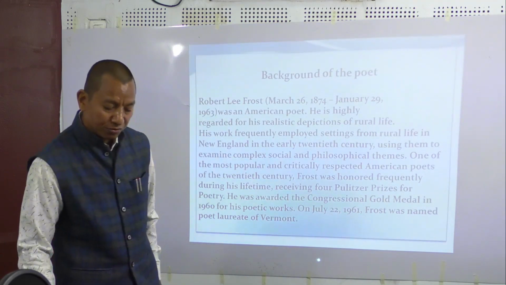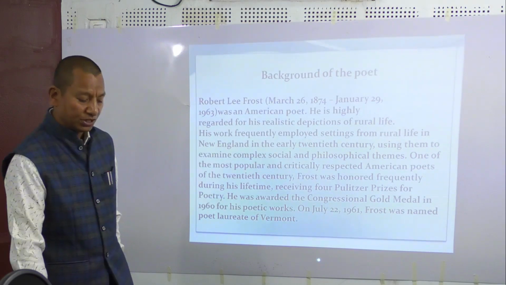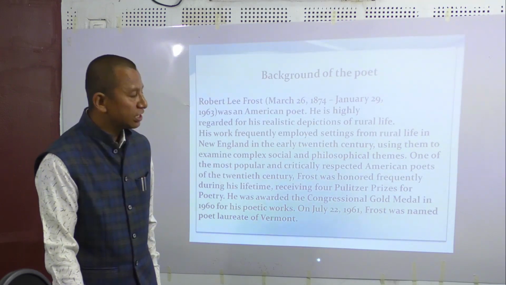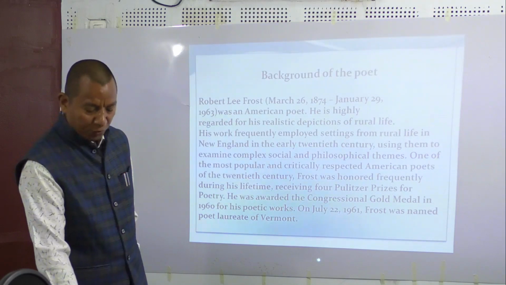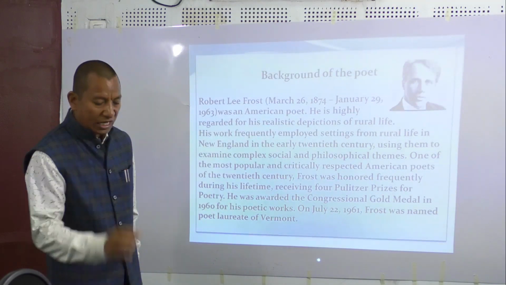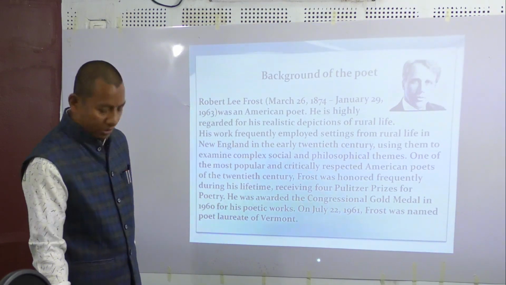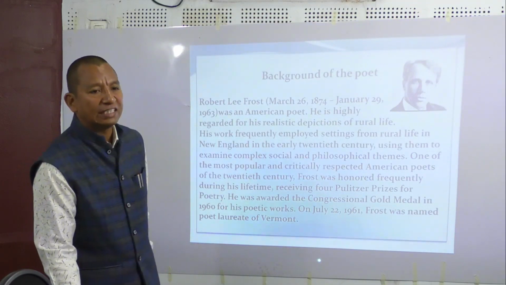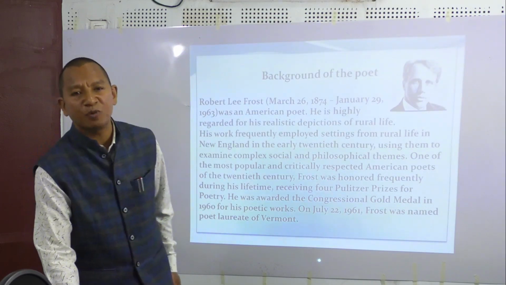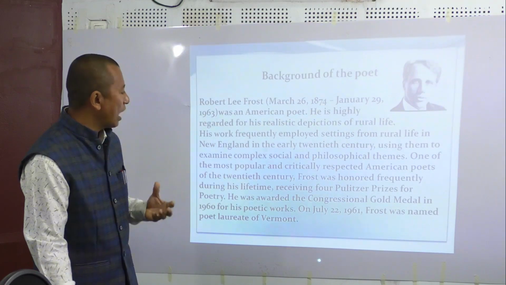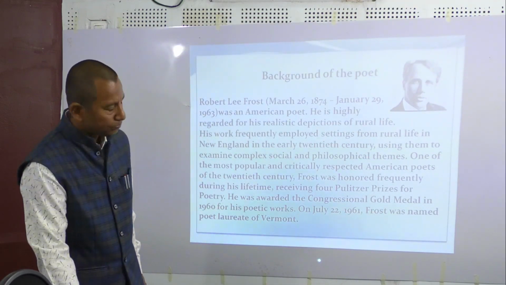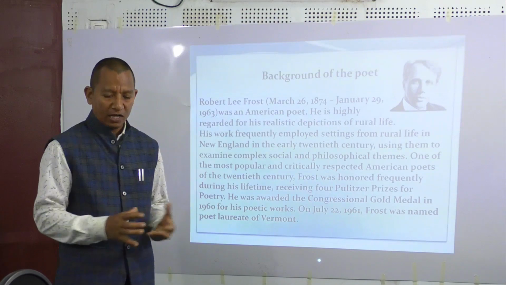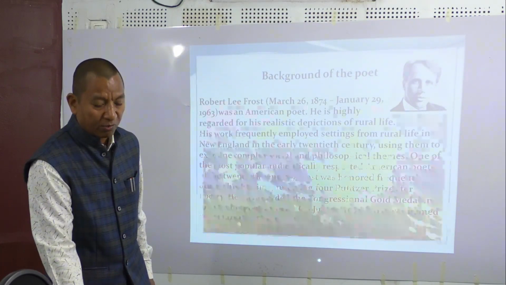On July 22, 1961, Frost was named Poet Laureate of Vermont. Robert Frost is a very popular poet, and you can see his picture also. So on the basis of his trend of writing, what sorts of ideas are expressed in his poems, you have got a little idea. So you can find so many kinds of materials to support, to know more about this poet, Robert Frost.